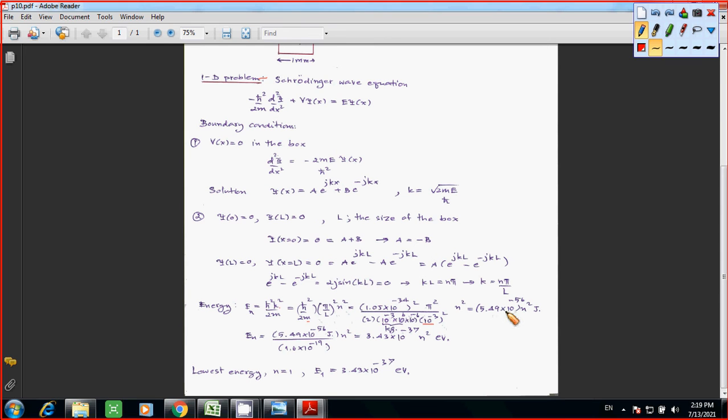So you have everything. Your En equals 3.43 times 10 to the negative 37th n squared electron volt, because this is in the unit of joule, and you need to divide it by q to have the unit electron volt. So the lowest energy is at n equal to 1, or E1 equal to 3.43 times 10 to the negative 37 electron volt.